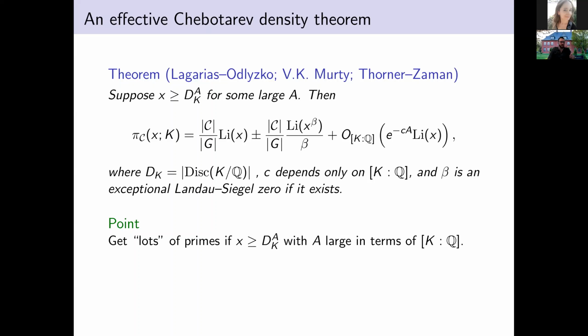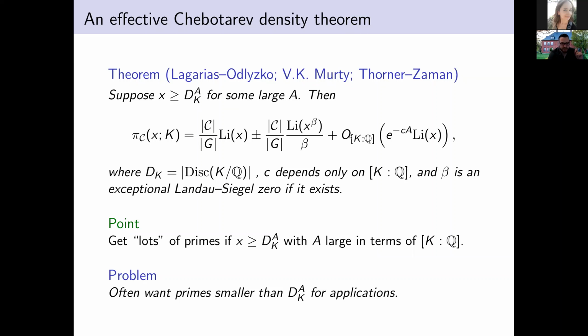So this is fantastic. But a problem arises in that in many of these applications where one wants to use Chebotarev, you want some primes that are a lot smaller than this. You want them to be maybe some very small power of the discriminant or something like that. We'll see these applications in a second, or maybe 10 minutes from now. And in particular, this theorem is not actually strong enough to give you something that you can use unconditionally. All right, so what's a workaround?